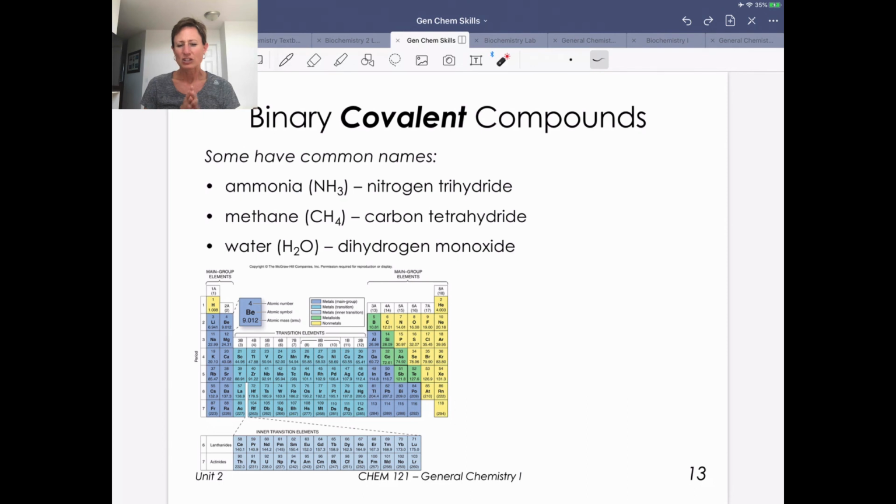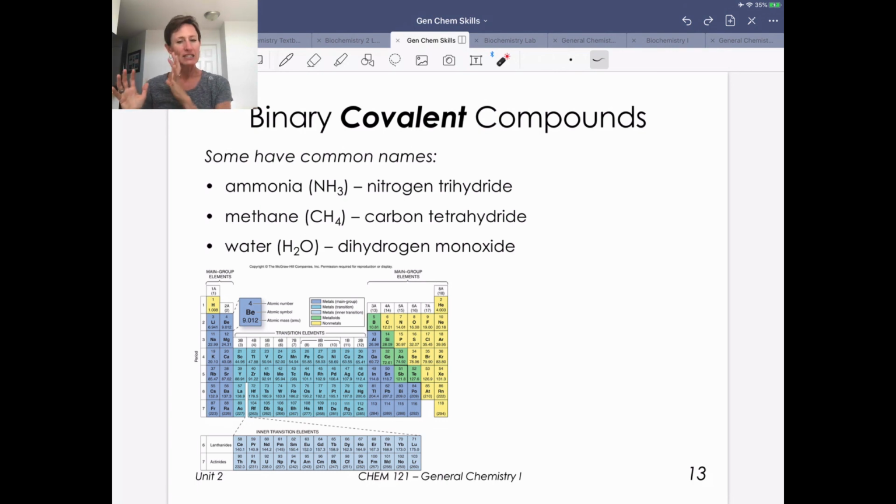For this last little section on binary covalent compounds, I just wanted to take a minute and go through a couple more examples. When we're talking about binary covalent compounds, we can name them systematically. If we look at the examples here, NH3 would be called nitrogen trihydride, then carbon tetrahydride, and water is actually called dihydrogen monoxide.